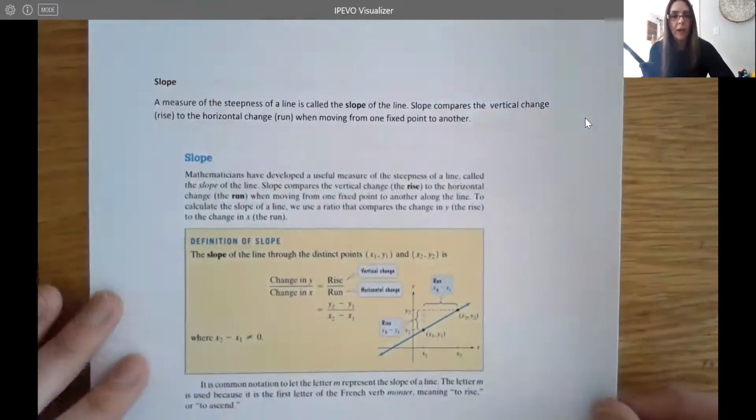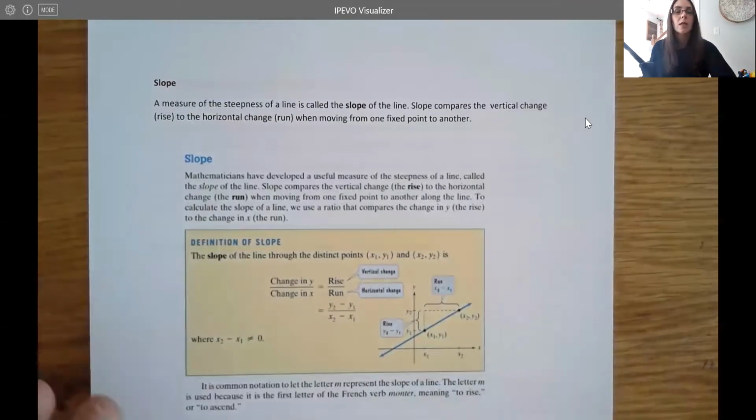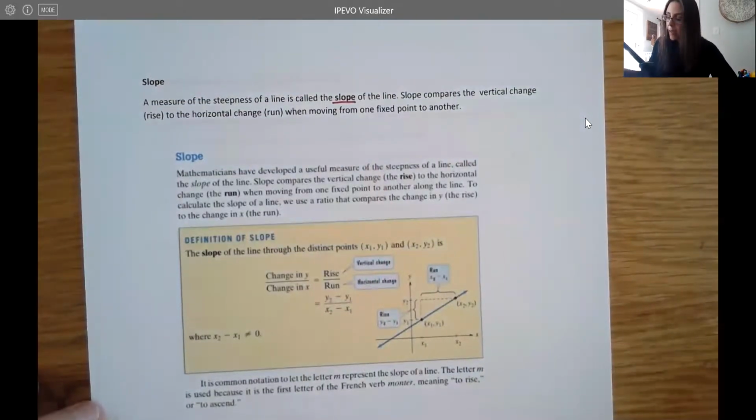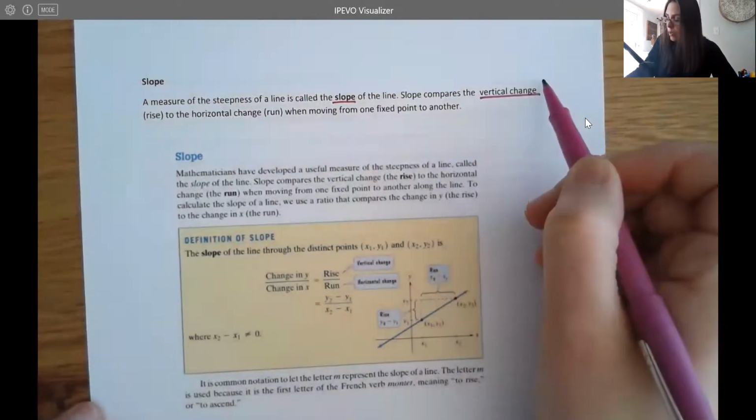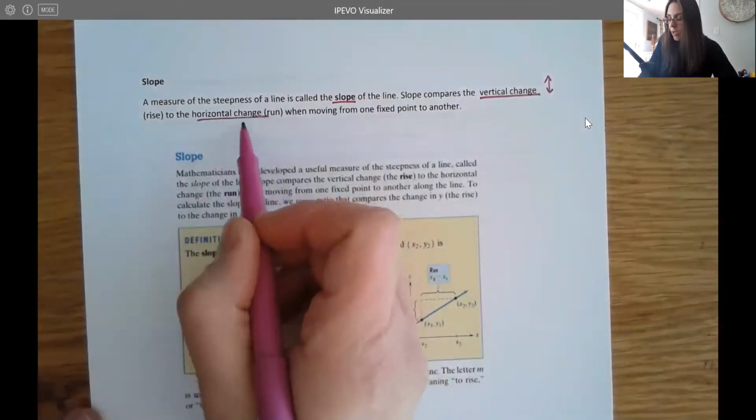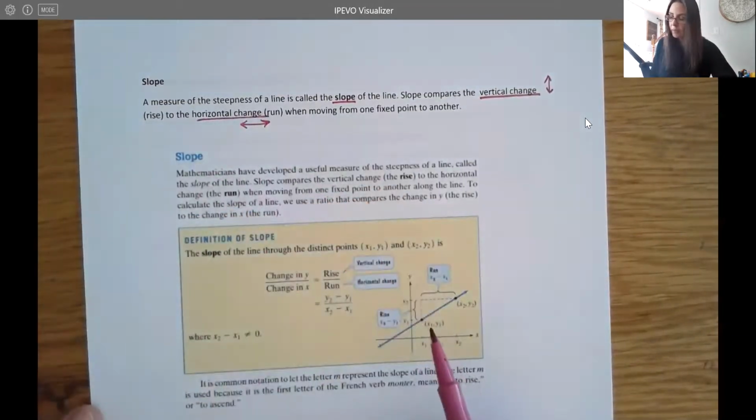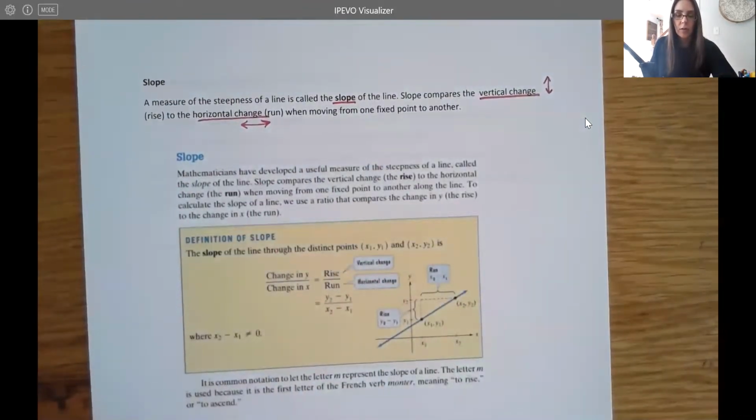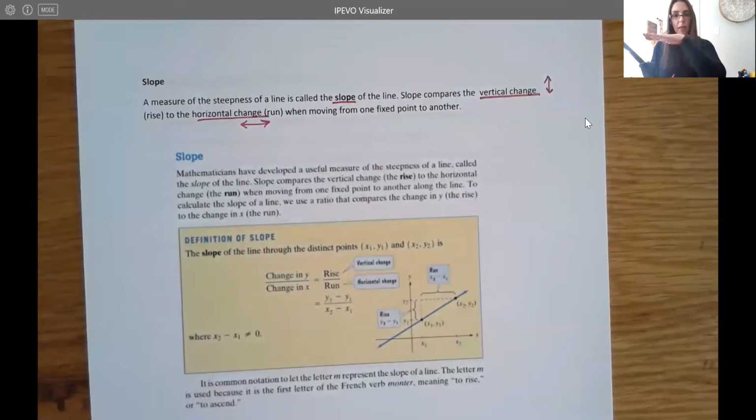Now, another important concept with linear equations would be slope. The measure of the steepness of a line is called slope. What slope does is compare your vertical change, so what's happening in an up and down direction, to your horizontal change, so what's happening in a left to right direction. Oftentimes you'll hear this as rise over run for shorthand. Rise means the vertical change and run means the horizontal or left to right change, to see how we're moving from one point to another.